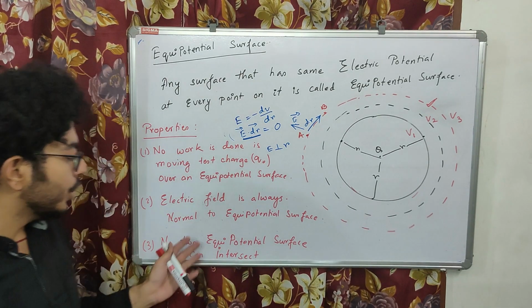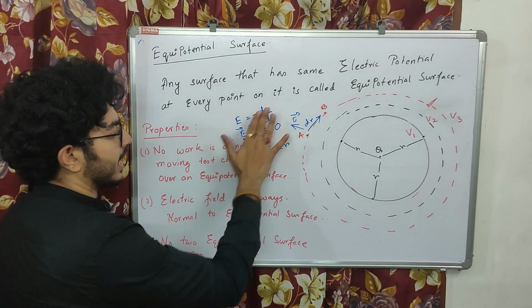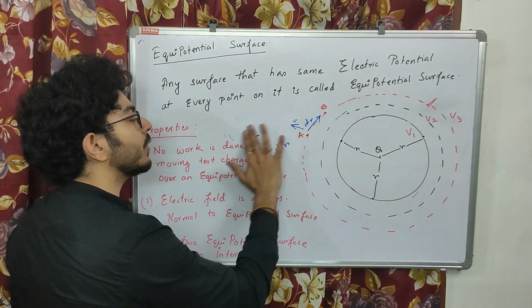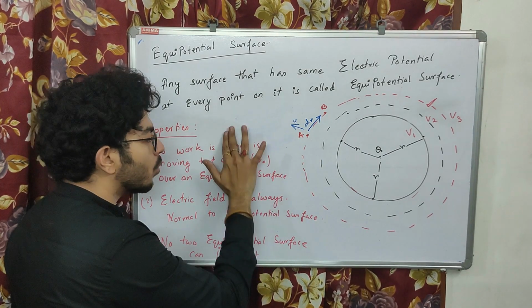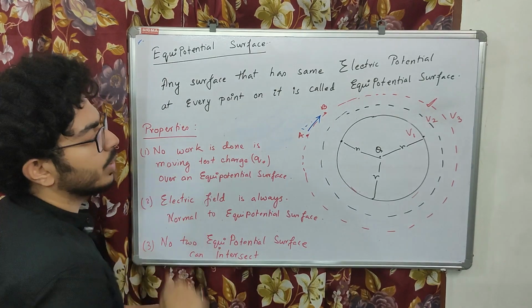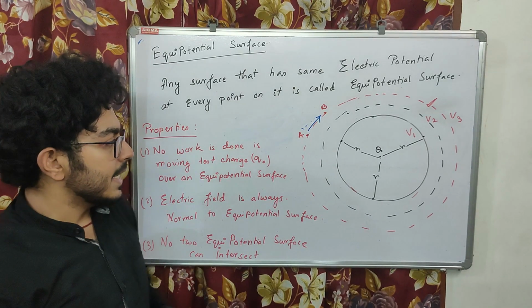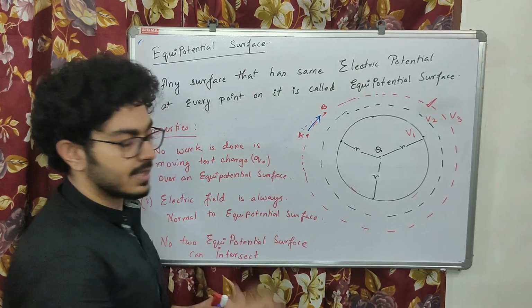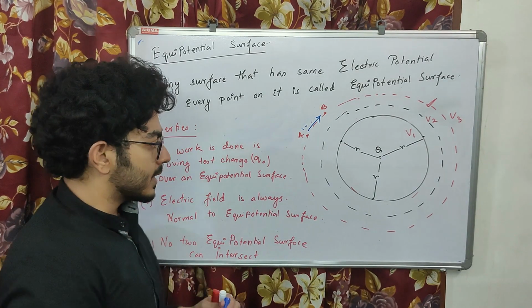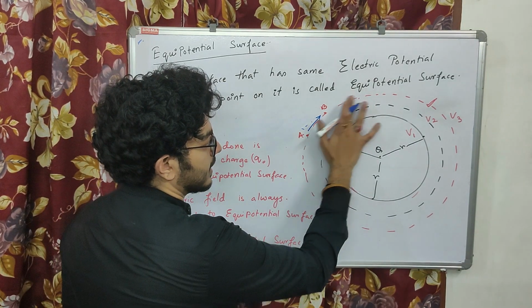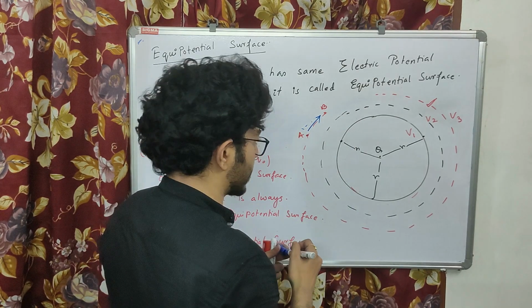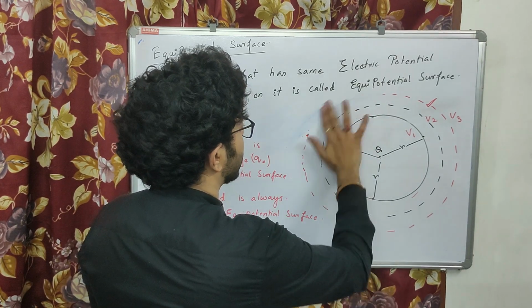Another thing is that no two equipotential surfaces can intersect. Yes, no two equipotential surfaces can intersect. How can two equipotential surfaces intersect? If these two surfaces intersect, then what? Suppose these two surfaces intersect like this. Just let me make this part clear.